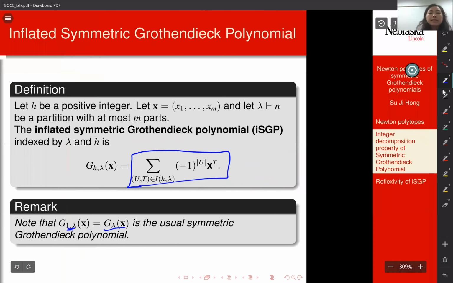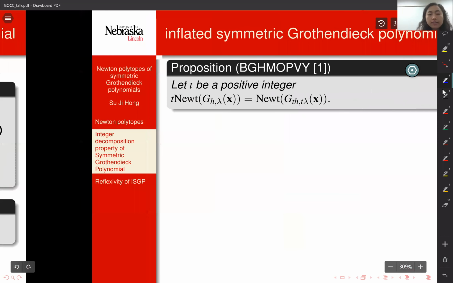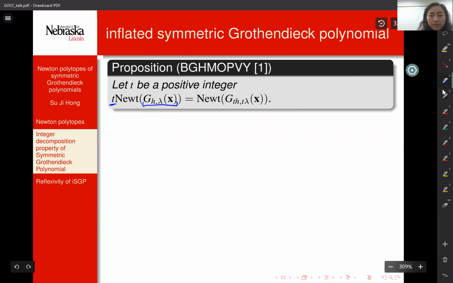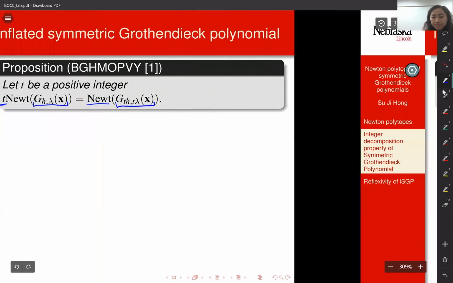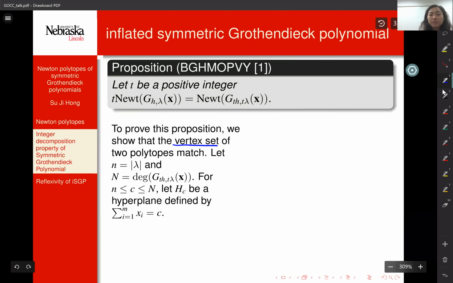So what we notice is that when we look at the t-th dilation of the Newton polytope of this inflated symmetric Grothendieck polynomial, it is going to be the Newton polytope of another inflated symmetric Grothendieck polynomial. In order for us to prove this, we showed that the vertex sets of the two polytopes match. So we looked at the vertex set of this, and we looked at the vertex set of that.